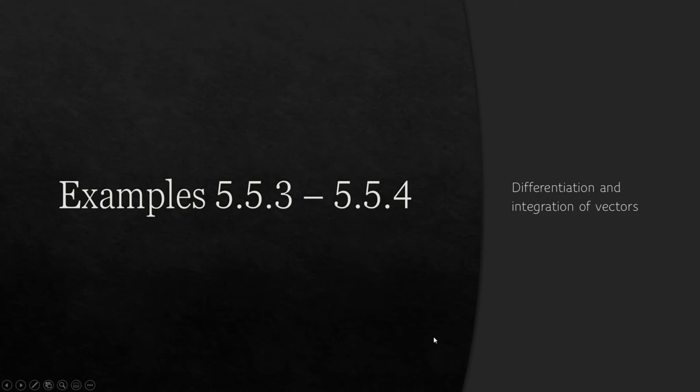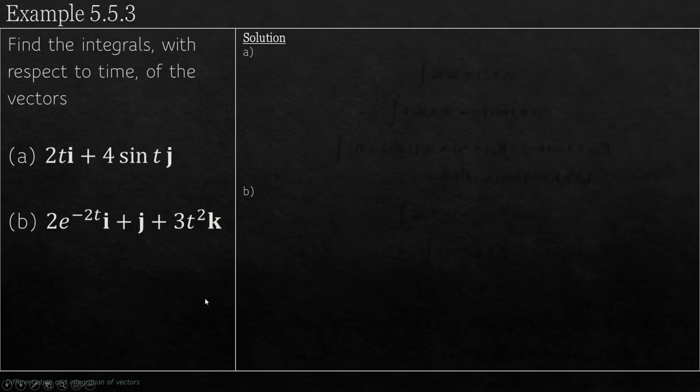This video is going to cover both examples 5.5.3 and 5.5.4. They're from the section in the notes on differentiation and integration of vectors. Both these examples are on integration. The previous two examples were both on differentiation. So find the integrals with respect to time, or t for time, of the following two vectors.